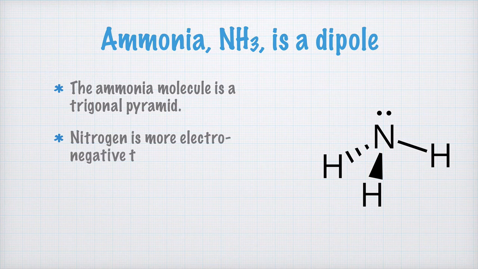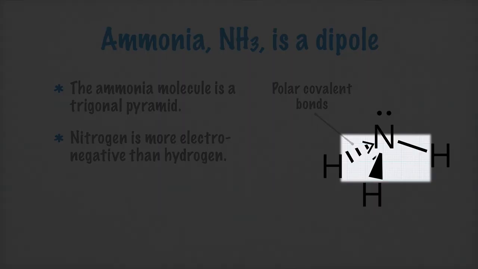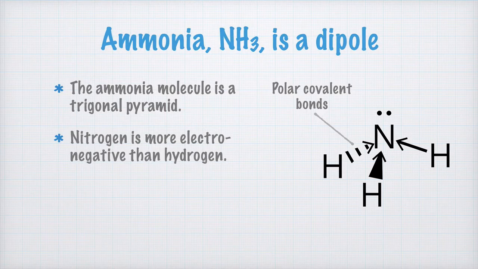Nitrogen is more electronegative than hydrogen. Because of this, the bonds between the nitrogen and hydrogen atoms become polar. To make this extra evident, I even turned these bonds into little arrows so you can see extra clearly where the electrons spend most of their time.